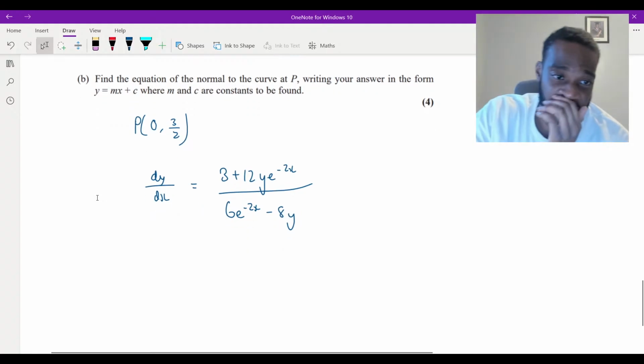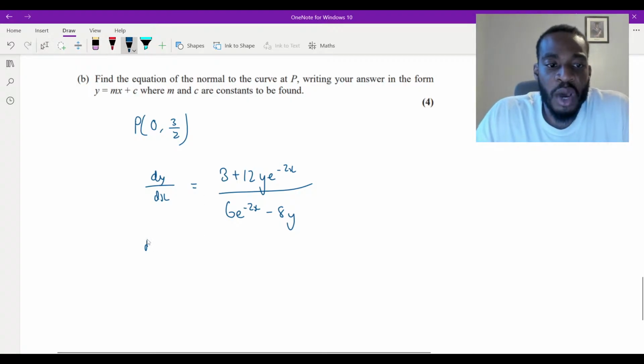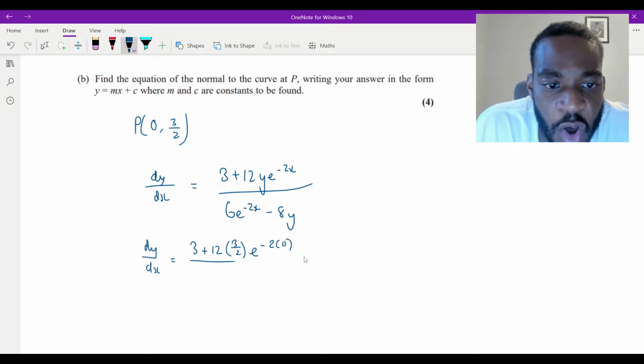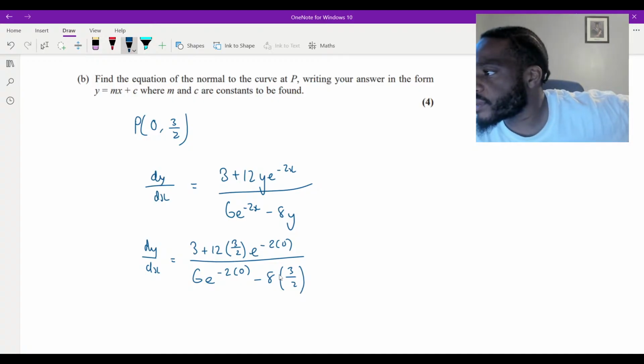Okay. So let me plug that in. So it's gonna be dy dx is equal to 3 plus 12. X is 0. I need to be careful because I've got y and x the other way around, isn't it? So that's gonna be y is 3 over 2, like that. And then e to the minus 2 lots of 0, over 6e to the minus 2 lots of x is 0, and then minus 8y, which is 3 over 2. And I think that's all good. Is that all good, guys? I think that's all good.